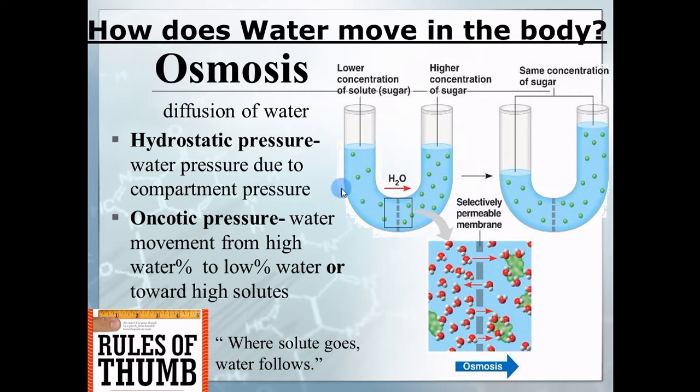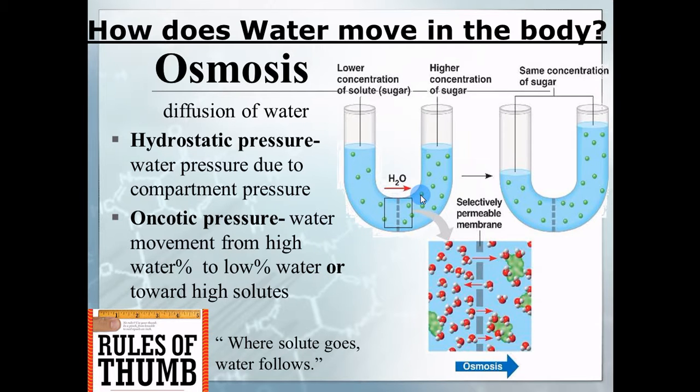So if there's a liter here and a liter here, and this liter only has 5 particles and this liter has 10 particles, that means the remaining part of this has to be water, right? So if we say that this is 95% water and this is 90% water as a result, the water naturally wants to go from 95 down to 90. So it's kind of a rule of thumb. This is the understanding. This is the physiology, or actually the physics behind what's going on with water and osmosis. But the rule of thumb is that wherever there's more solute, that's where the water wants to go.